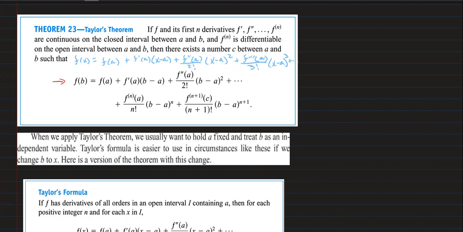Look at what I have written in blue and what's in black. What is the difference there? There's only one letter that's different. Everything else is the same. We've replaced x with b in the Taylor's theorem.